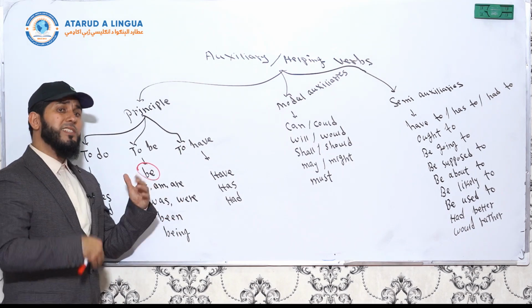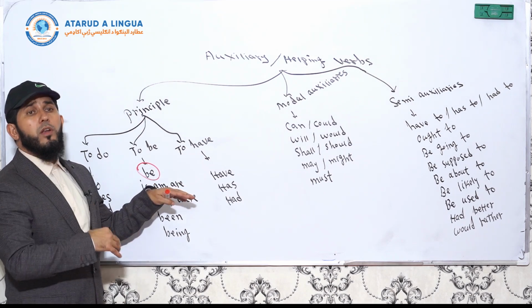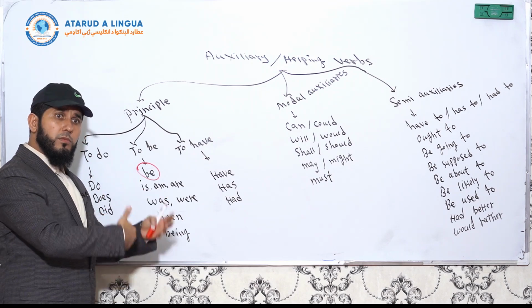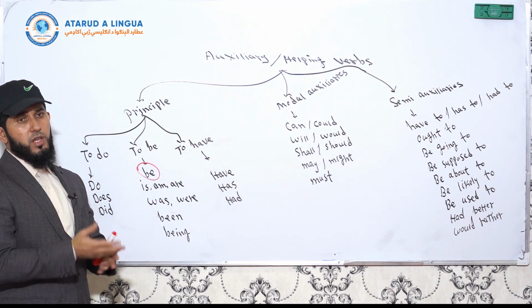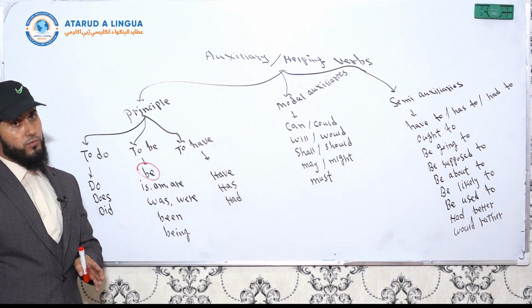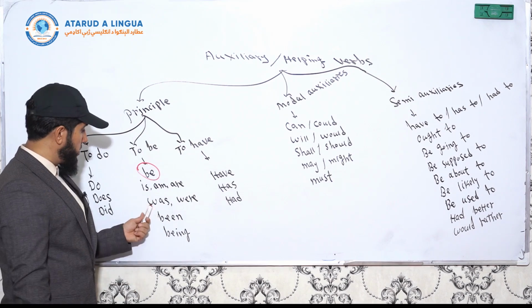But when they are used as helping verbs, there are commonly two cases. Either they are used in continuous tenses, followed by main verb ing, or they are used in passive form. They are followed by past participle or verb third form, okay? Simple present passive form, or simple past passive.